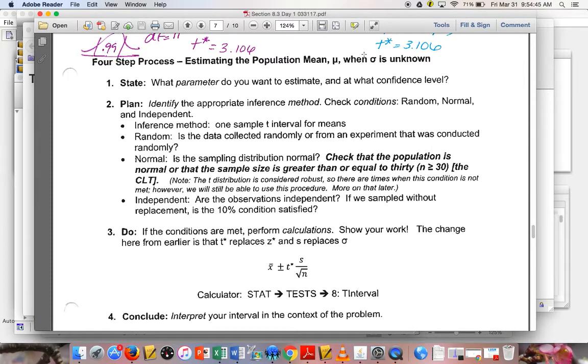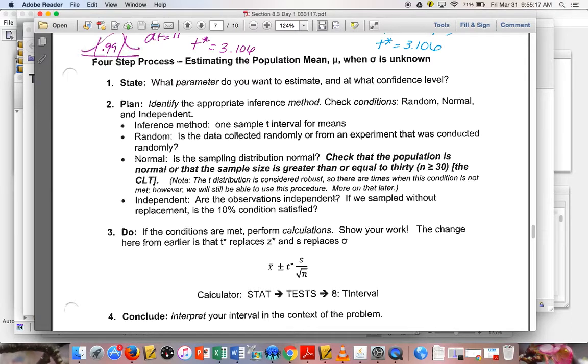All right, so what looks a little bit different here? Now we're estimating, so we don't have sigma, we have the sample standard deviation. The inference method is a one sample t interval for mean, so I'm not using z, I'm using t. Random check's the same. The normal check, the idea is the same here. There's one exception here. The t-distribution is considered robust. So at times the normal condition might not be met, but since the t-distribution is considered robust, oftentimes we can still proceed with the procedure and be okay.